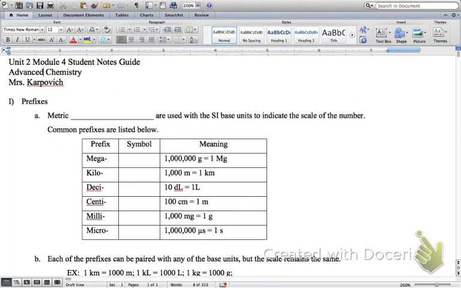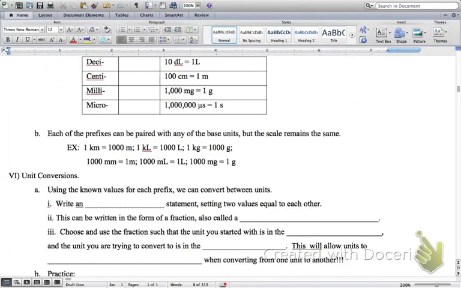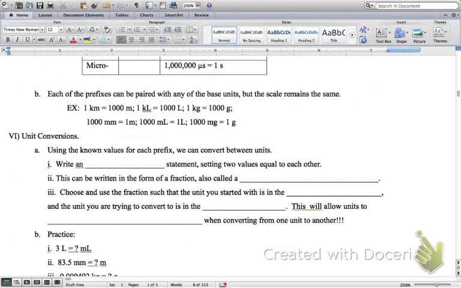Now, what I'm going to do is scroll down in the notes, right down here, okay? And I wanted to point to this particular section in the notes right here. I already told you that the prefix can be paired with any unit of measurement. And regardless of what unit of measurement it gets paired with, that prefix always carries the same meaning.